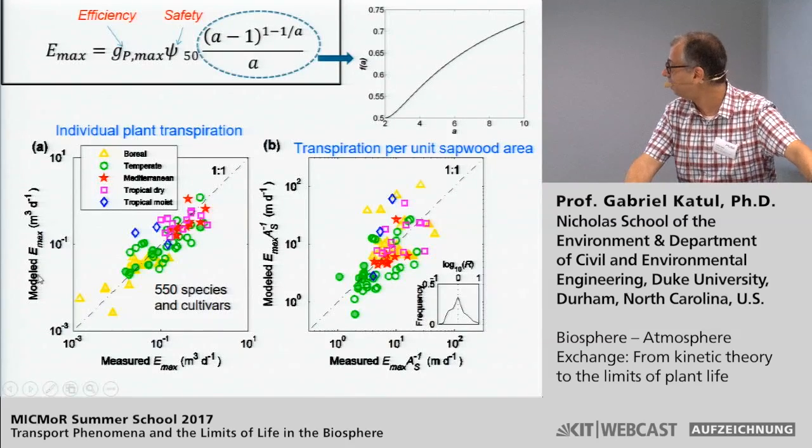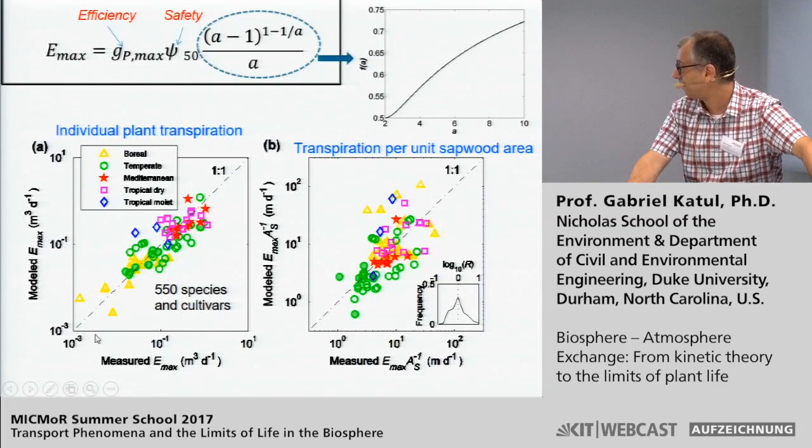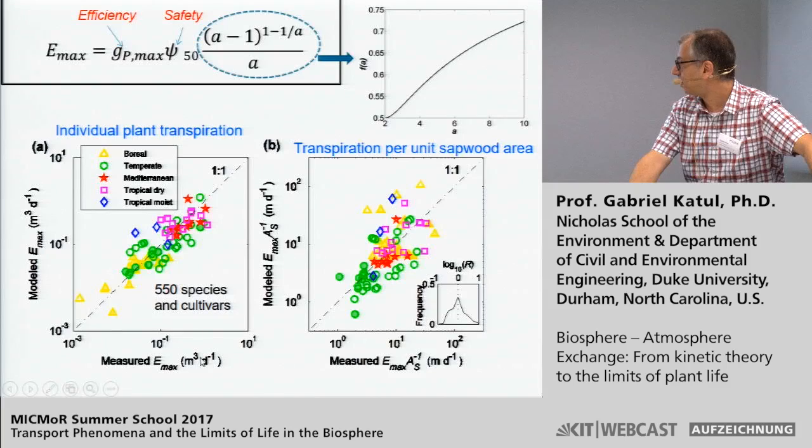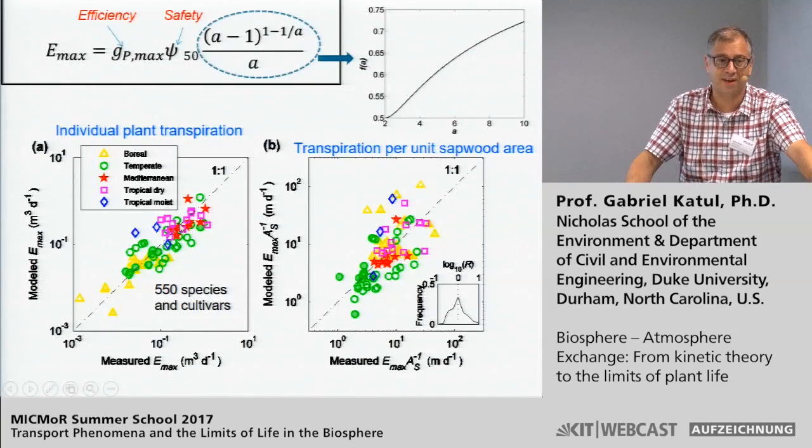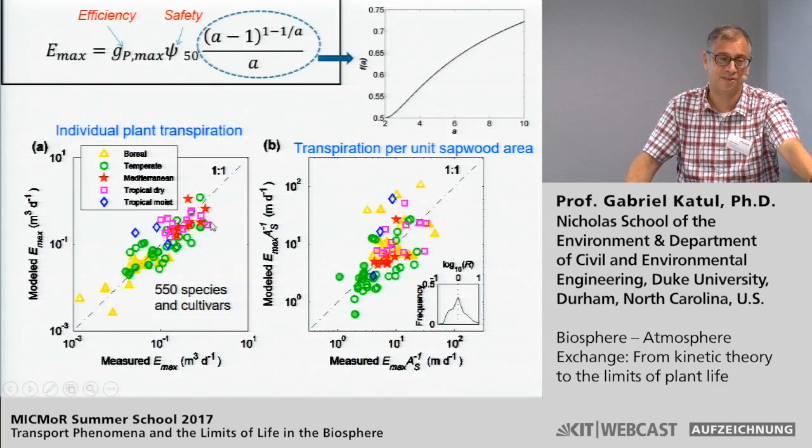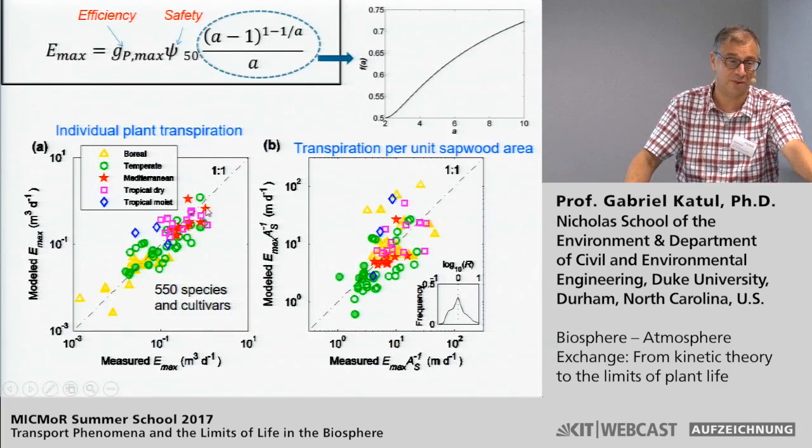Okay, and he plotted the modeled Emax from this equation against the measured Emax, where GP max and psi 50 were inferred from cavitation curves for species collected in those zones. And this is the comparison. So here Emax is plotted in cubic meters per day. So I told Stefano, this is nonsense. Sorry to tell you, man. Nice work, but this just tells me that big trees transpire more than small trees.